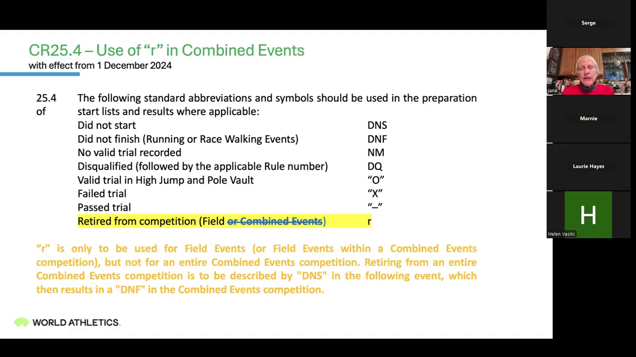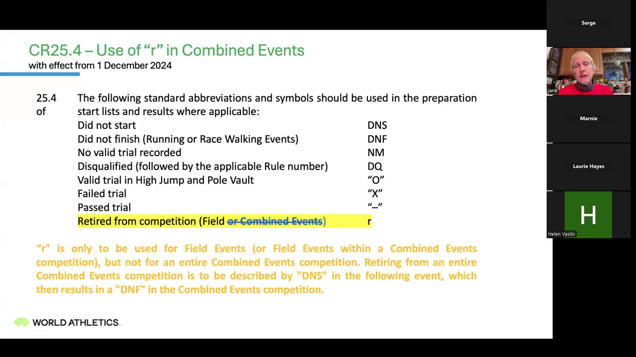This isn't really a rule change, it's a rule clarification. Under the abbreviations for results, the little r, or retired from the competition, is meant for field events only. It should not be used for combined events, because for somebody retiring from an entire combined events competition, it's to be described as DNS in the following event, which would then result in a DNF in the combined events competition. So the retire is for field events.